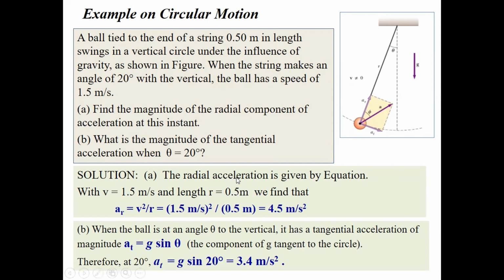Now, to solve the problem, radial acceleration is given by the equation v squared divided by r. So v is 1.5 meters per second and the length r is 0.5 meter. So we have the radial acceleration directed towards the center. It is v squared divided by r, and the answer is 4.5 meters per second squared. The other part is that when the ball is at angle theta to the vertical, it has a tangential acceleration which is equal in magnitude to g times sine theta.